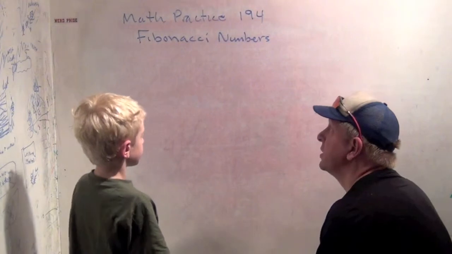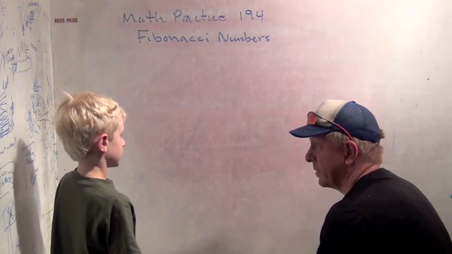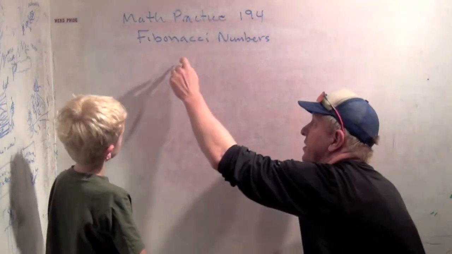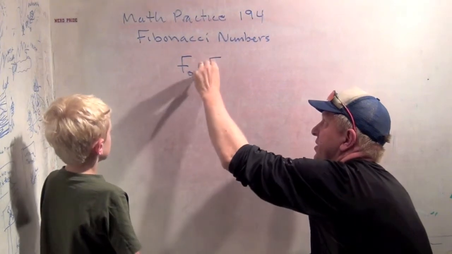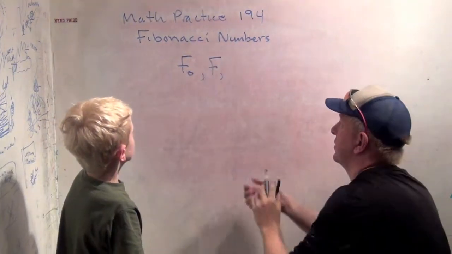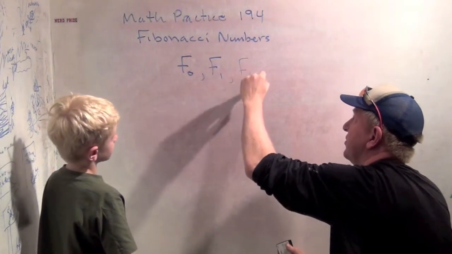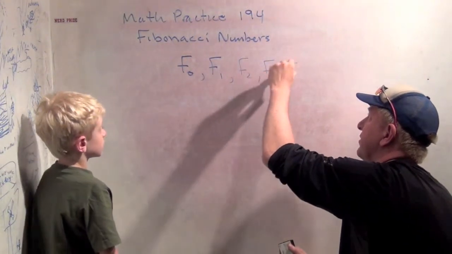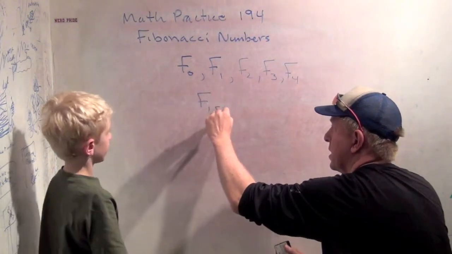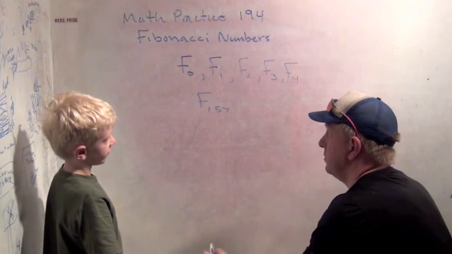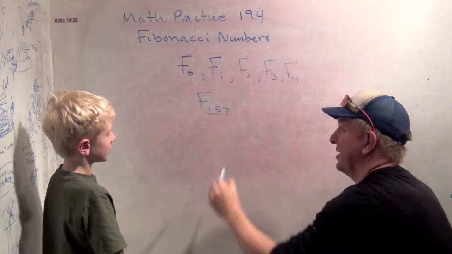So I'm going to show you how you can define them by math. We're going to call them Fibonacci number 0, Fibonacci number 1, Fibonacci 2, Fibonacci number 3, Fibonacci number 4. What would this mean? Oh, I mean, Fibonacci number 5. This one? No, 57. What's this number? 157. There we go.